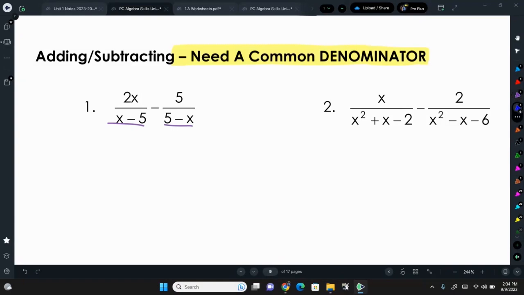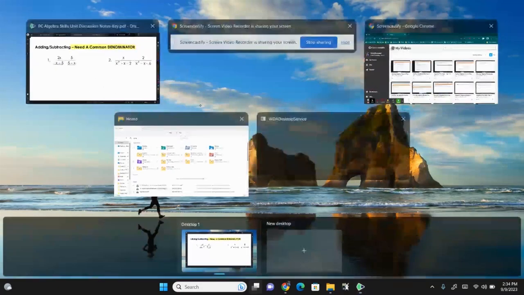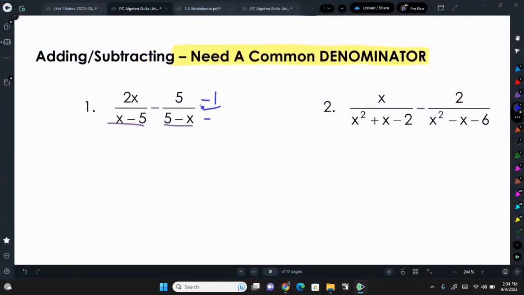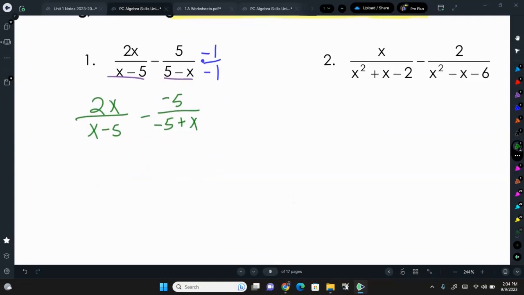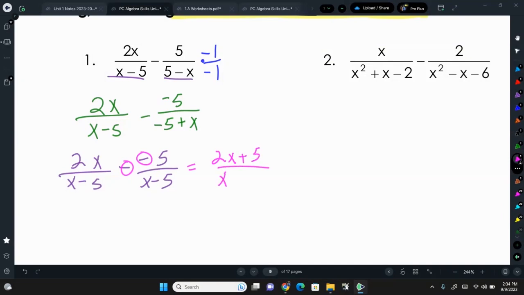So in order to make them both the same, we can multiply this one by -1 over -1. And then that gives us 2x over x minus 5 minus -5 over, and this becomes -5 plus x. And then I'm going to rearrange that so it looks exactly like the first one. So then we have 2x over x minus 5 minus -5 over x minus 5. Well, minus the negative means adding, so 2x plus 5 over x minus 5 is our simplified rational expression.